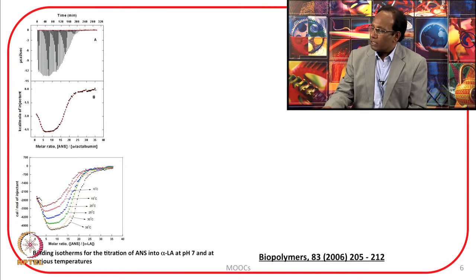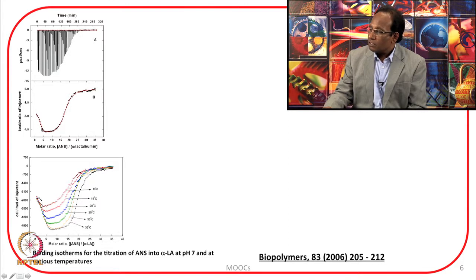Now, let us take a look at this figure. Once you have the experimental data, we need to come up with suitable binding models. The dots are experimental data points, and the red line is a best fit to the experimental data points.